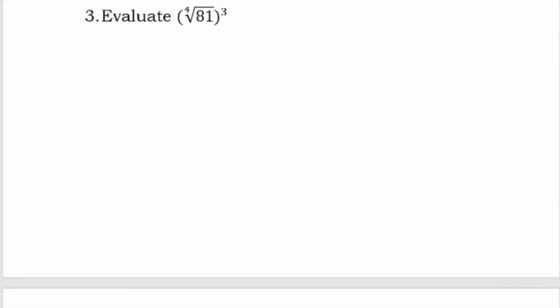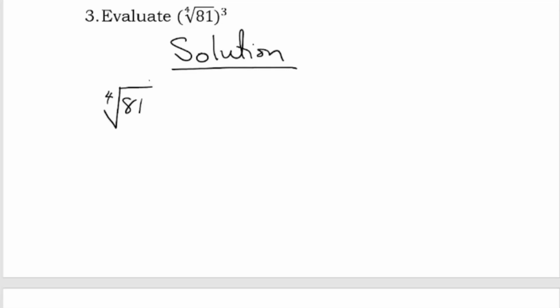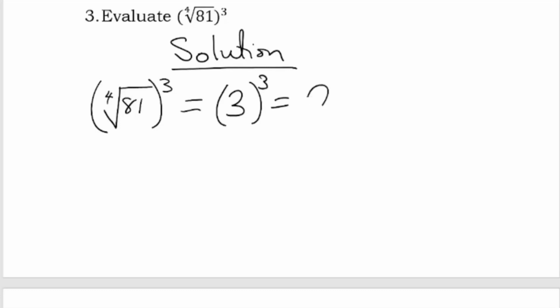We have the following also. We are given the fourth root of 81 raised to the power 3. We already know what the fourth root of 81 is. It's 3 raised to the power 3, which gives us 27 as our solution.